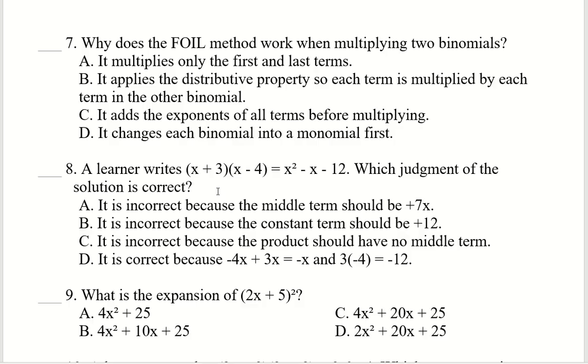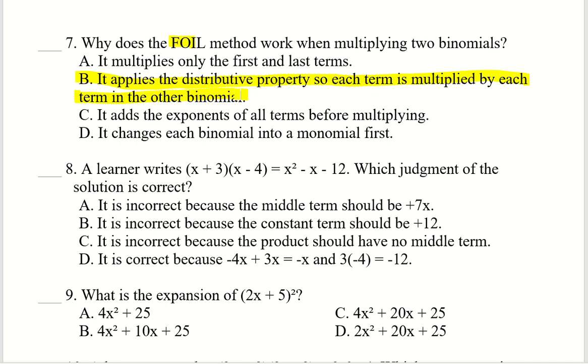Number 7. Why does the FOIL method work when multiplying two binomials? Okay, so it applies kasi ating FOIL method po, it applies our distributive property. So it's letter B. It applies the distributive property, so each term is multiplied by each term in the other binomial. Ayan. So again, FOIL method po is this applying distributive property.